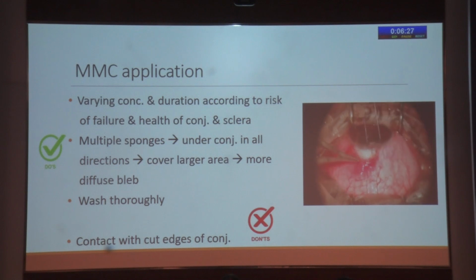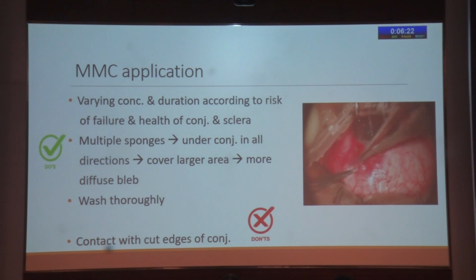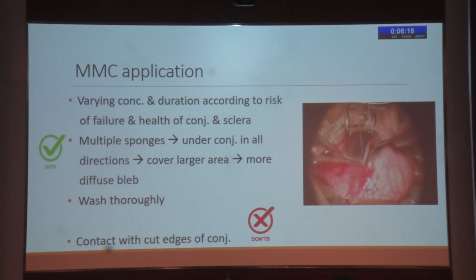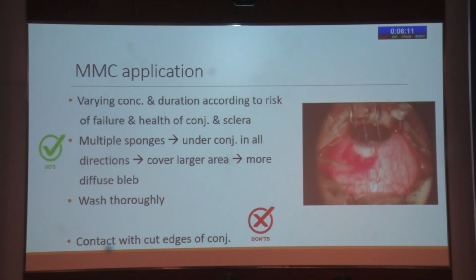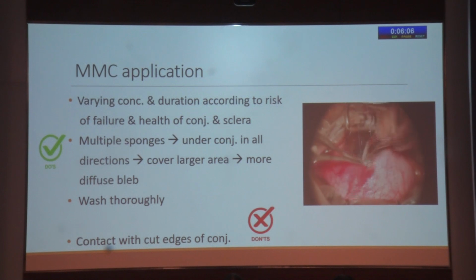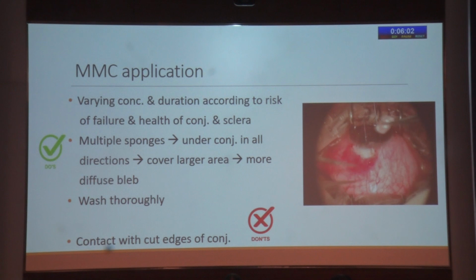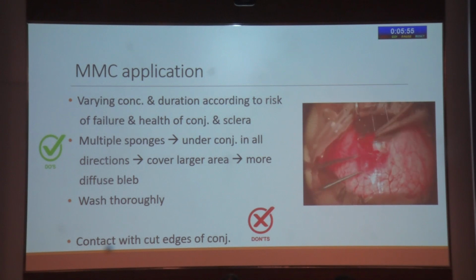If you are doing an overlay type of MMC application, which is very commonly done nowadays, varying concentration and duration should be according to the risk of failure that is there and according to the inherent health of the conjunctiva and sclera. Instead of just one flap lying over the scleral flap region, multiple sponges should be used under the conjunctiva in all the directions so as to cover a larger area, because what we want is not a localized bleb but a more posterior and diffuse bleb. And always remember to count the number of sponges that you have inserted and wash thoroughly with your fluid.